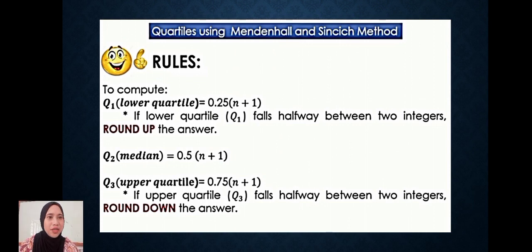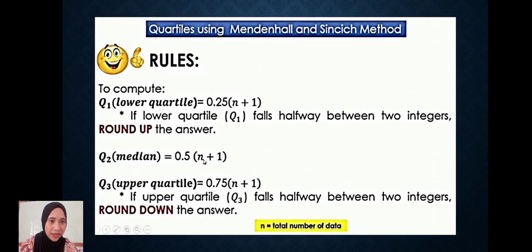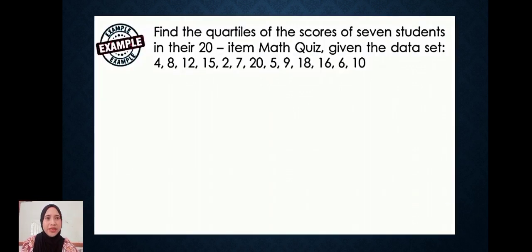Okay? So next we have n, which is the total number of our data. Example: find the quartiles of the scores of 7 students in their 20-item math quiz. Given the data set, we have 4, 8, 12, 15, 2, 7, 20, 5, 9, 18, 16, 6, and 10. First step, how many items are there? 1, 2, 3, 4, 5, 6, 7, 8, 9, 10, 11, 12, 13. So we have 13 data there.